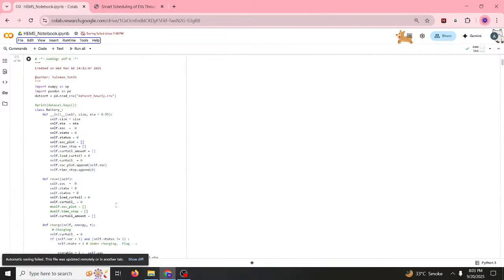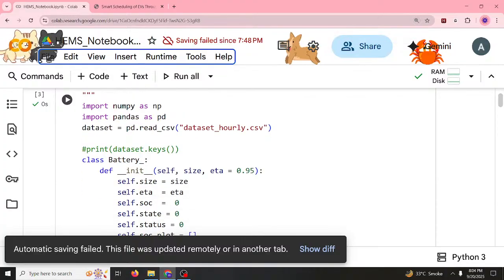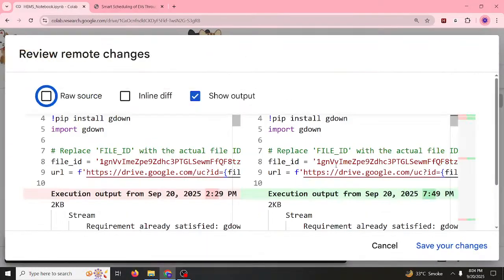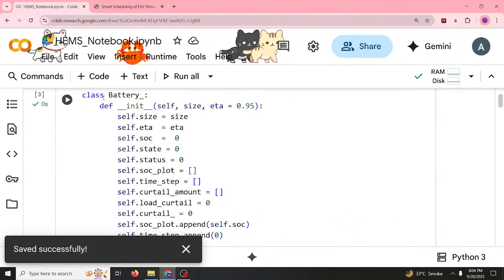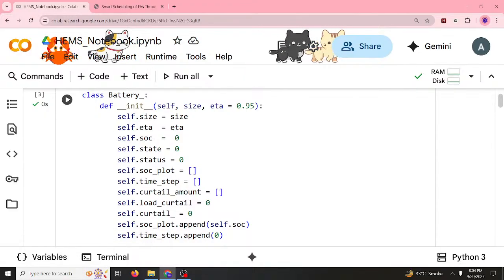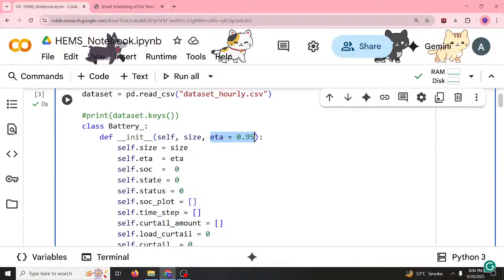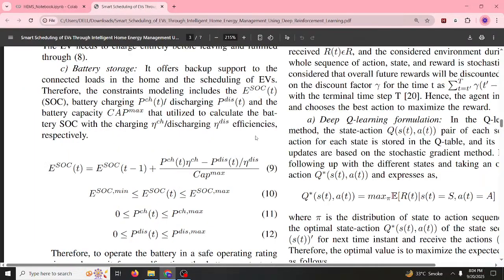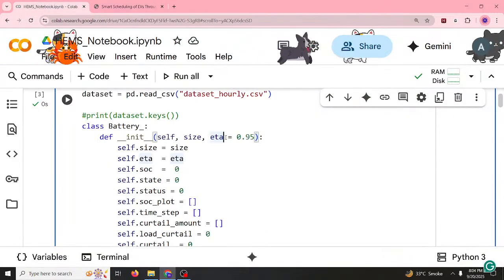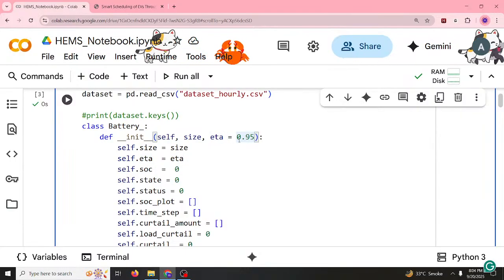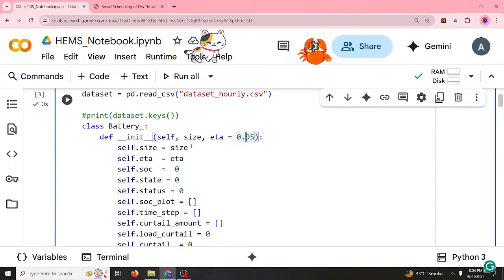Here in our code is our battery module. The battery class is an object-oriented class. Here we have the size of the battery and eta, the efficiency factor, as input, so that we can charge or discharge at different efficiency factors. I have kept it at 0.95, that is 95% efficiency of charging and 5% loss due to some reasons.